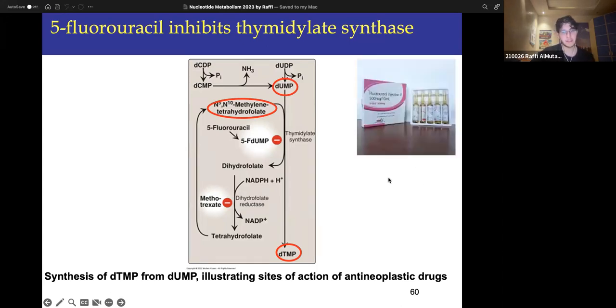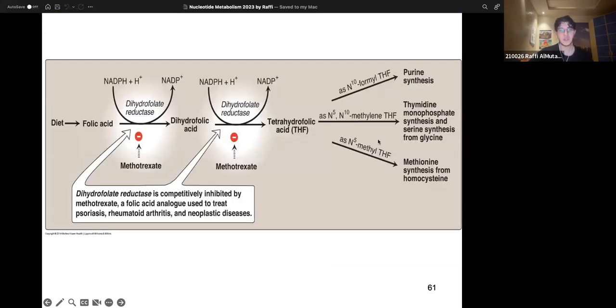And yeah, this is a picture of it. Last thing is this. So we talked about the synthesis of purines. We talked about thymidine monophosphate TMP synthesis, this thing that we just discussed in the previous slide. And this is what we use dihydrofolate reductase or tetrahydrofolate for. And like you guys actually mentioned, methotrexate inhibits this dihydrofolate reductase.